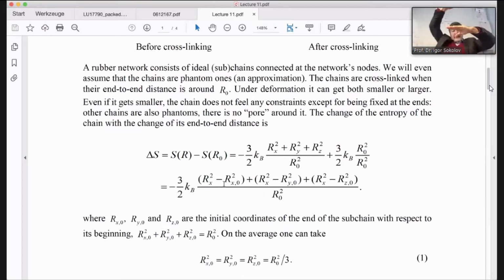So if you push here, it extends in two opposite directions. So on the average, except for extreme cases, the chains are always elongated. So you always pull on them. You cannot essentially push because they are phantom. There is no possibility that they feel any other connections, any other interactions than changing the end-to-end distance. So you cannot really push, but it's okay.